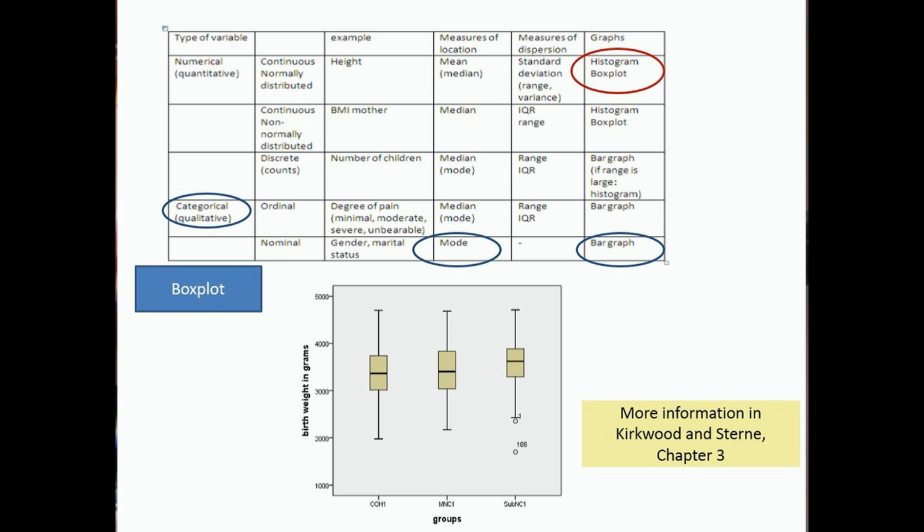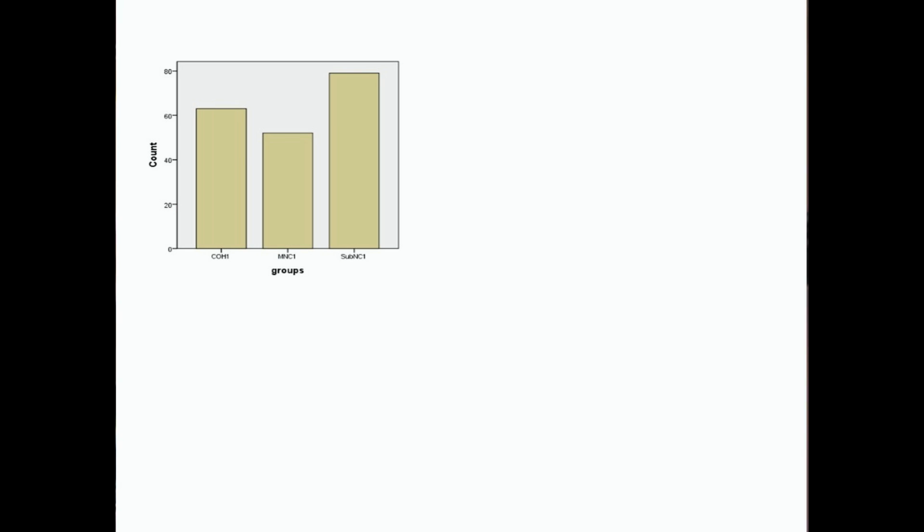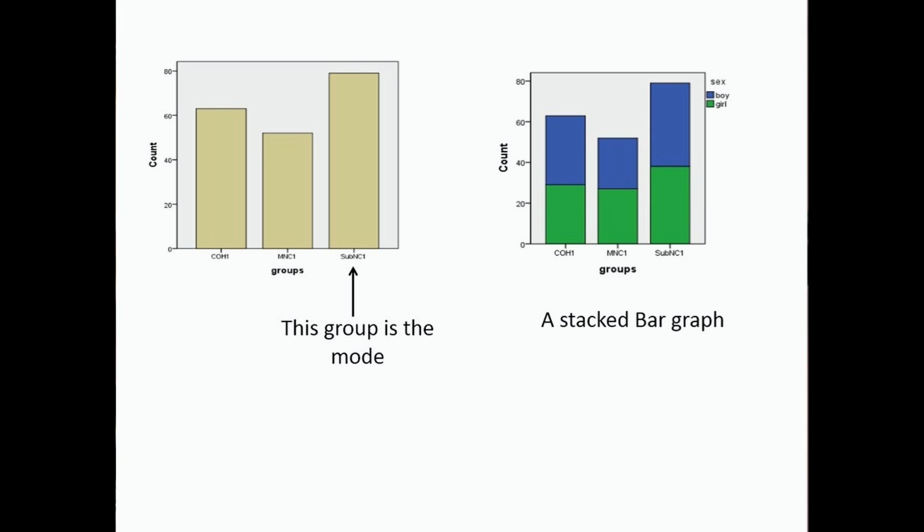Here we see a bar graph of the number of children in the 3 IVF groups. The sub-NC group is the mode. If you want to show a subdivision, you can do so using clustered or stacked bar graphs. In this case, we show the distribution of boys and girls within the IVF groups.